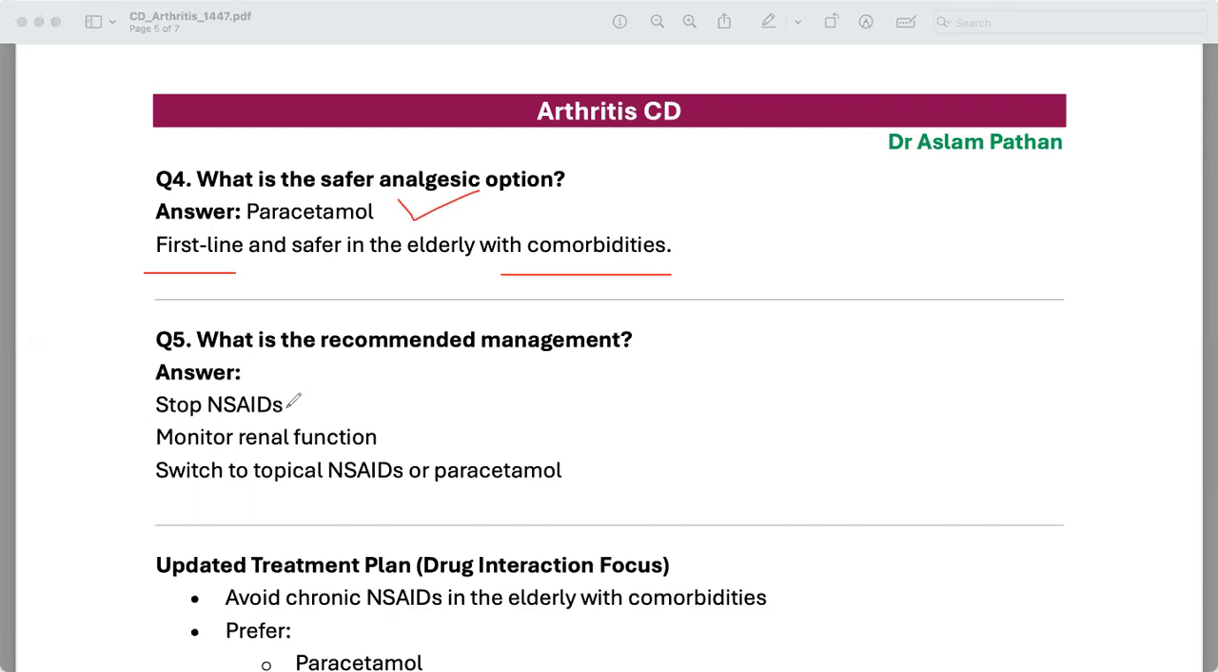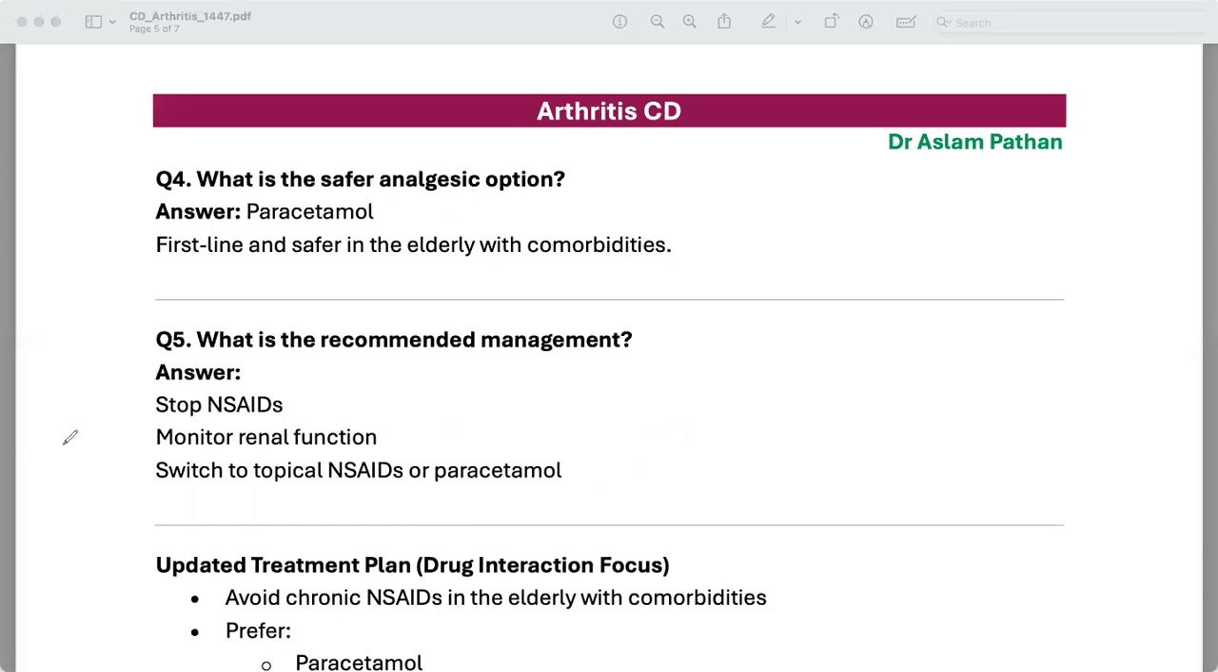What is the recommended management? Here, we need to stop the non-steroidal anti-inflammatory drug and replace it with paracetamol, monitor renal function, and switch to topical NSAIDs like diclofenac gel, diclofenac ointment, creams are available.